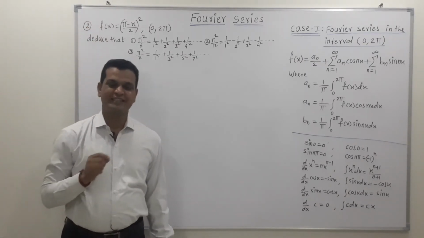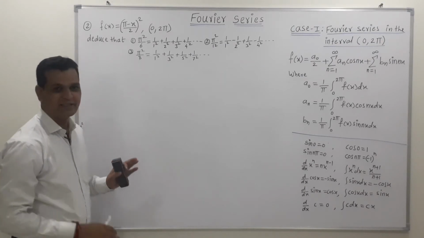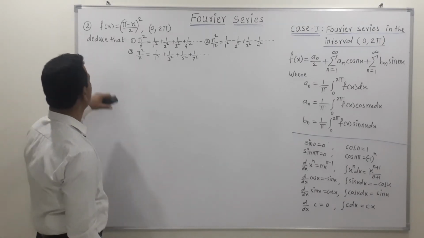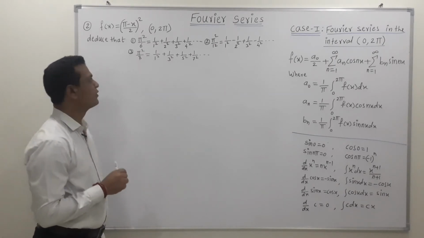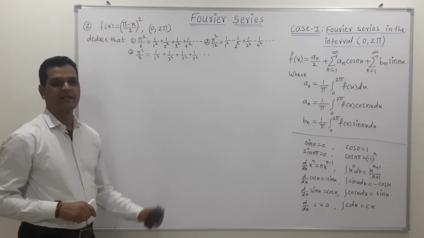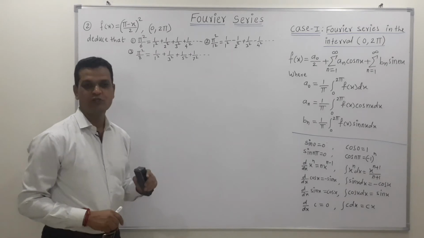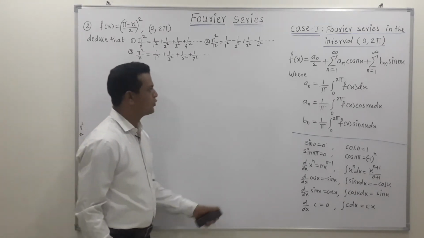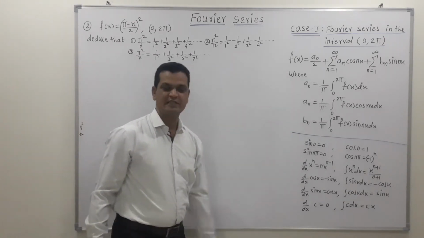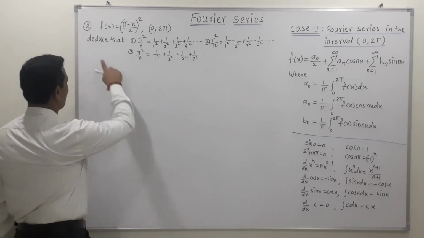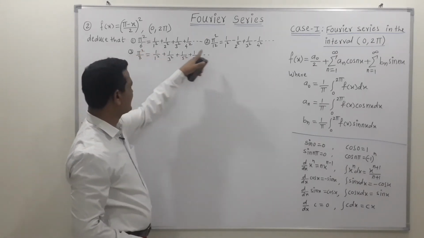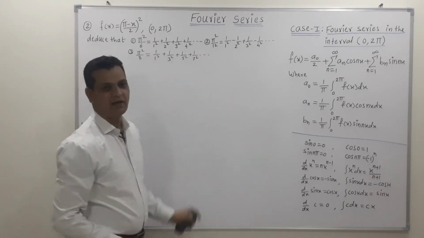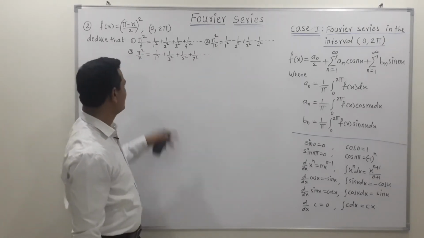Now friends, let's discuss the second example. Here the example is to find the Fourier series expansion for the function f of x is equal to pi minus x upon 2 its square for the interval 0 to 2 pi. So here the interval is given 0 to 2 pi. That means such type of results are applicable. Now after finding the answer, deduce the first term pi square upon 6, this second square and this third term. So this is the third deduction.